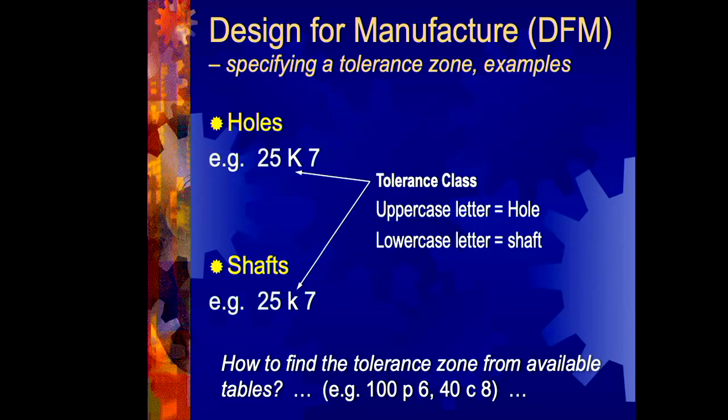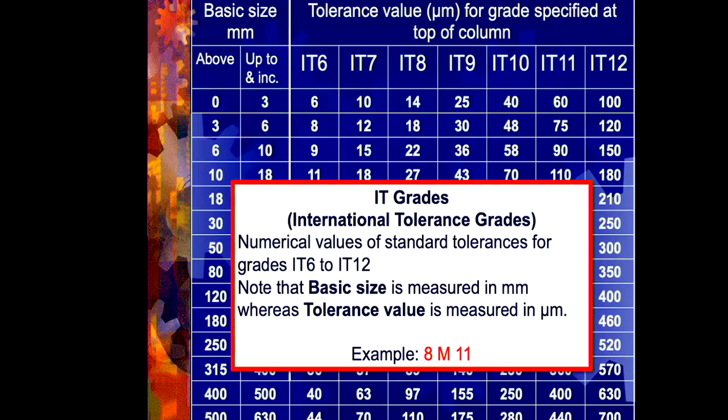Now, talked about this already. Uppercase letter corresponds to a hole, lowercase letter corresponds to a shaft. Now, if I gave a question of one of those 2 examples in an exam, I would not have to specify it's a hole or it's a shaft. There's enough information in that 25K7 for you to know what it is. So, I talked about how you can have all sorts of crazy stuff: 100P6, 40C8. This is a kind of shorthand that the engineer uses.